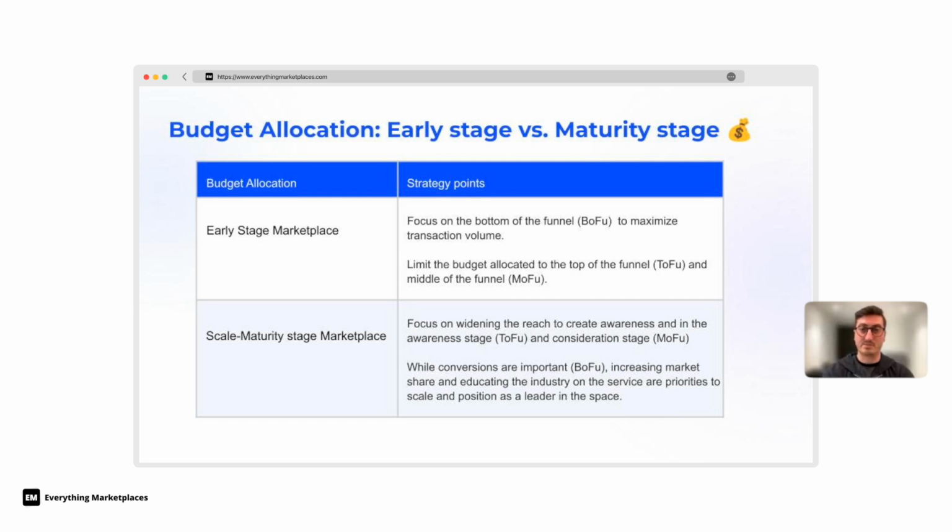So early stage marketplaces maximize the bottom of the funnel, with long tail keywords that are very specific for purchase intent, and then also have some budget at the top and middle to have a pipeline of users who start understanding your marketplace and then move along to the bottom of the funnel. At scale and maturity, the focus is more on the top and middle of the funnel, but you also want to maintain some allocation on your bottom of the funnel.